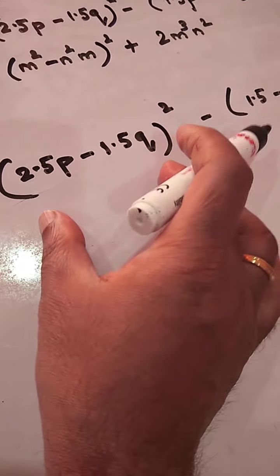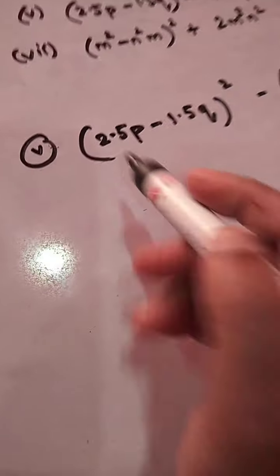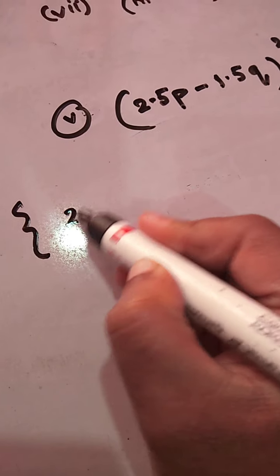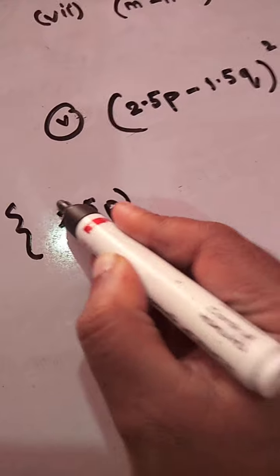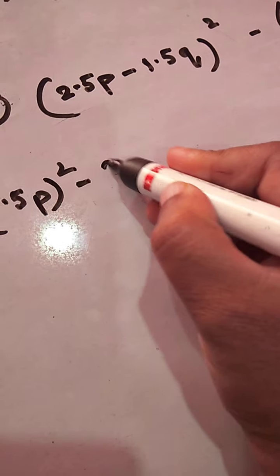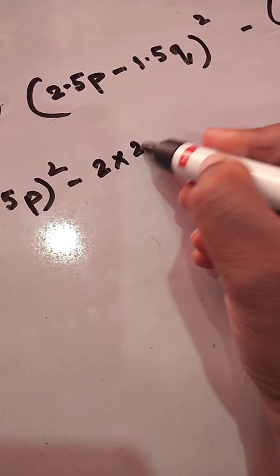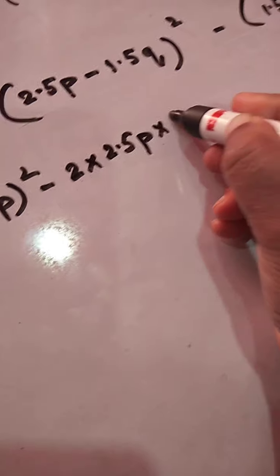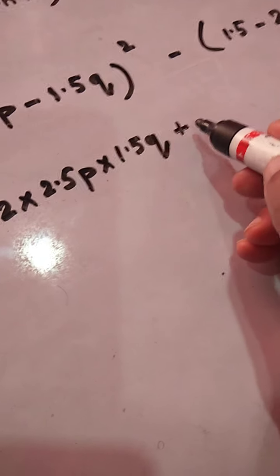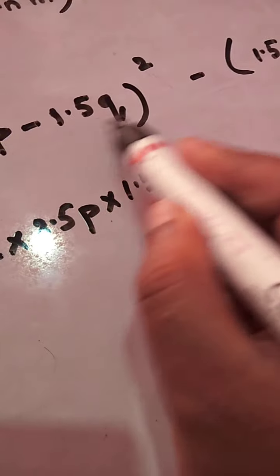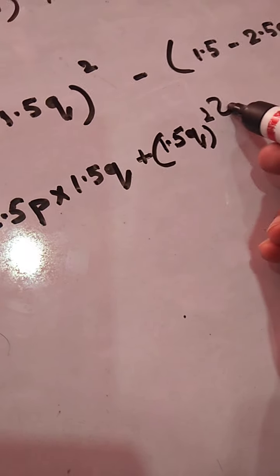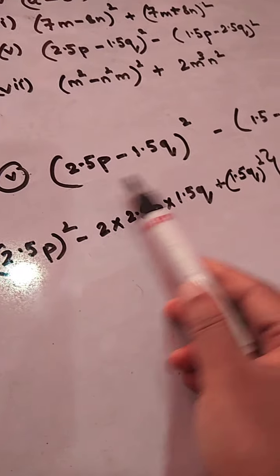So to expand this particular expression, we'll need (a minus b) whole square. So carefully observe, students. In place of a we have 2.5p, so it will be (2.5p) whole square. This is a square. Then we have to write minus 2 into a into b, that is 2 into 2.5p into 1.5q. This is 2ab, and finally according to the formula what will come? Plus b square, isn't it? So in place of b we have 1.5q, (1.5q) whole square. So this is how we have expanded the first expression.